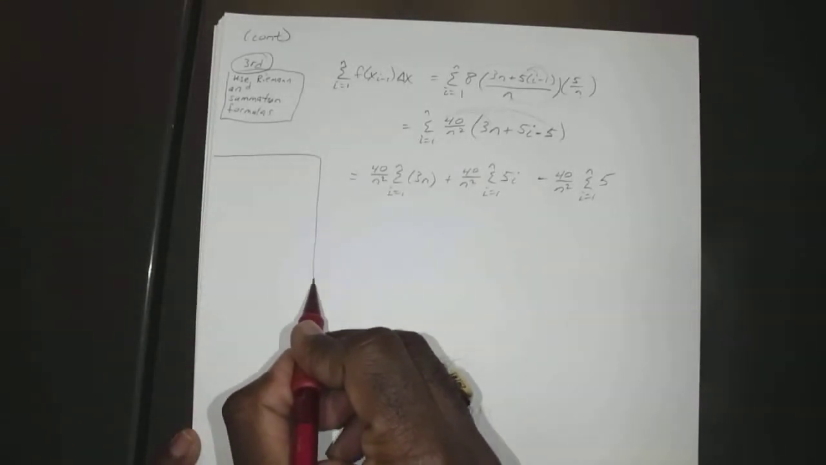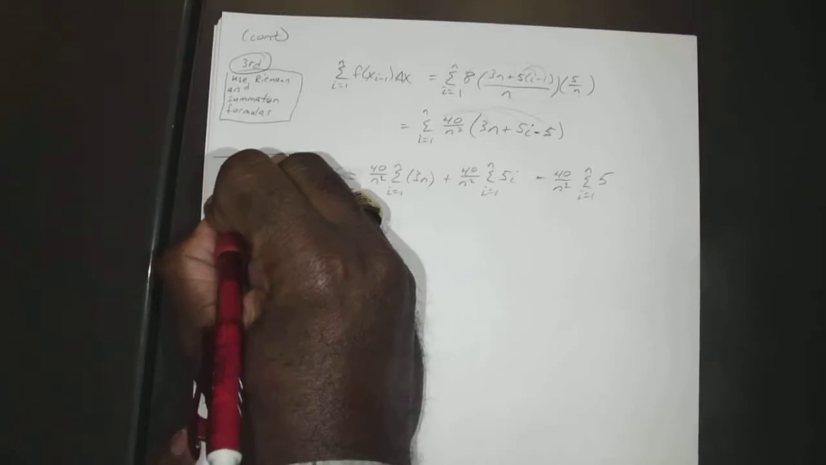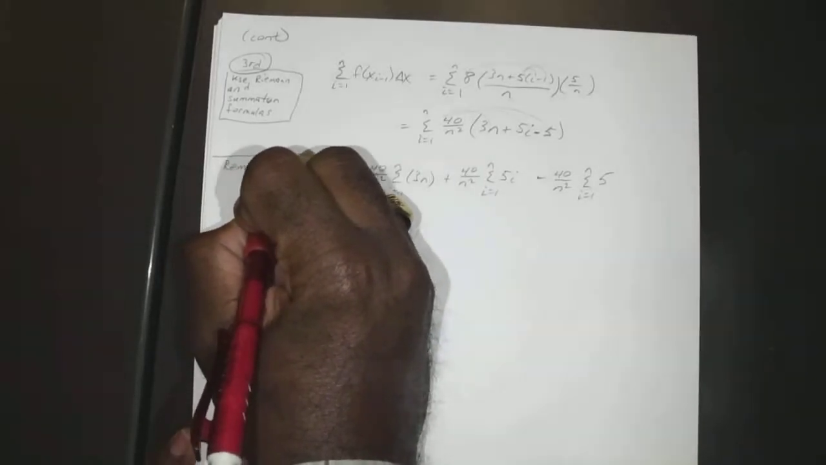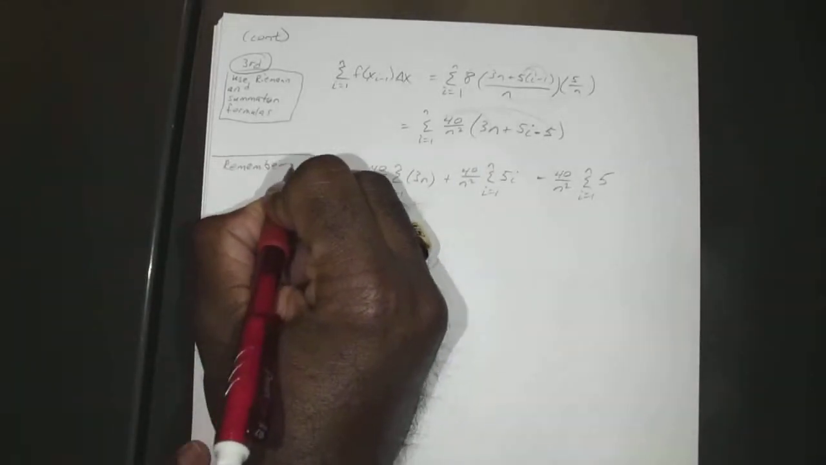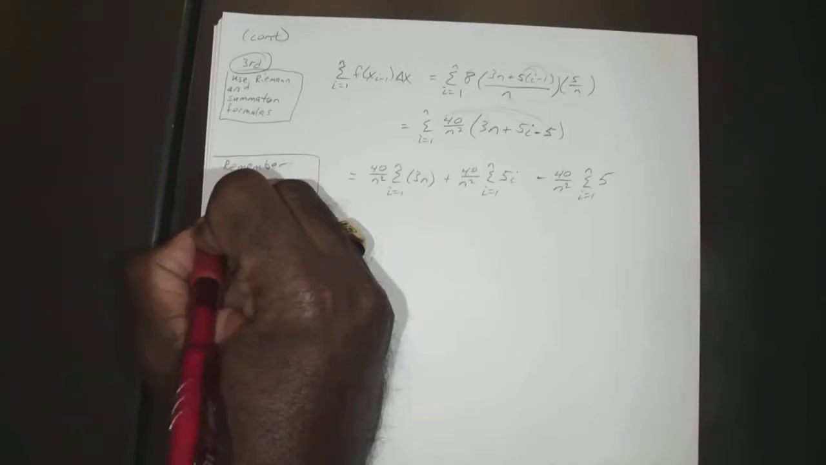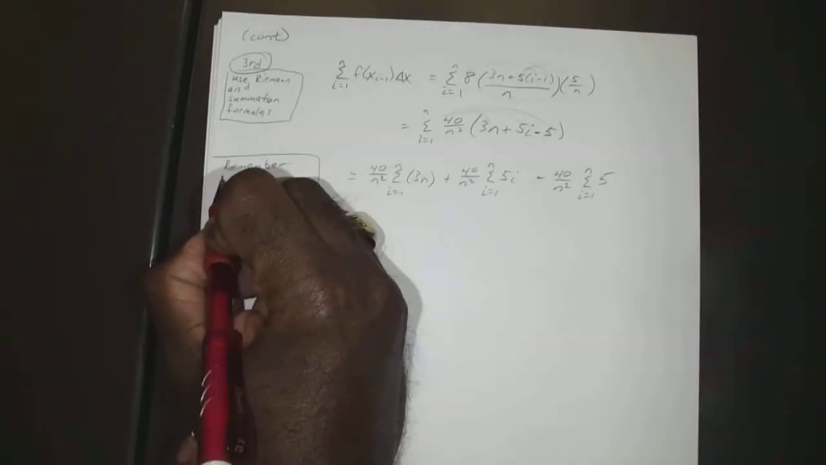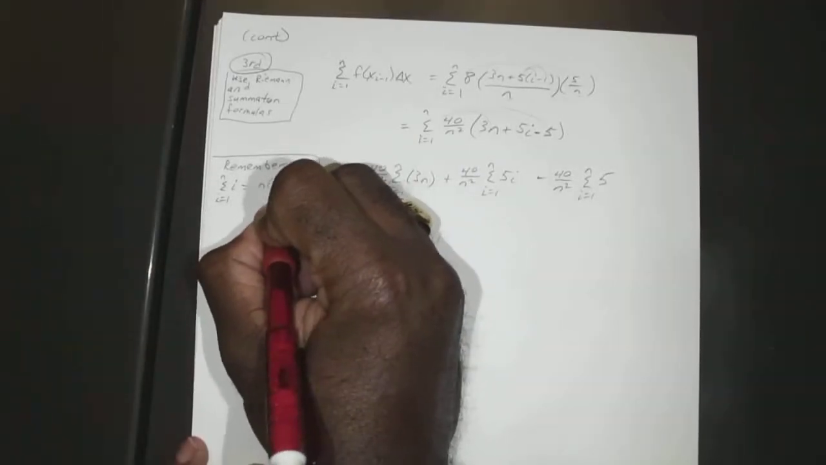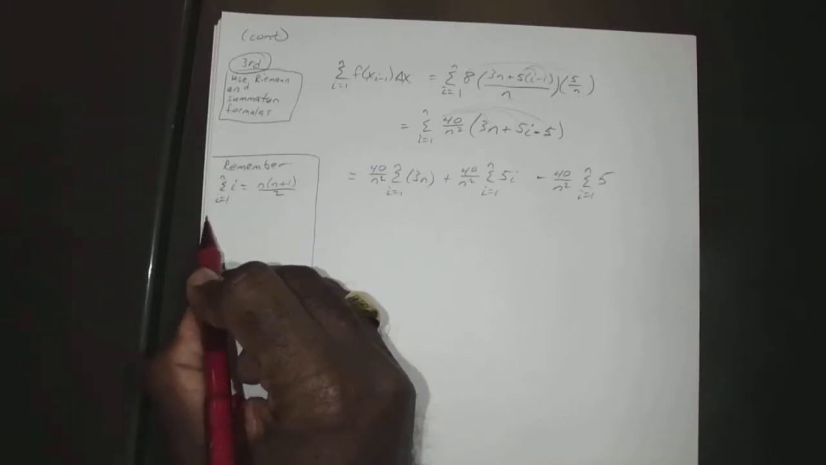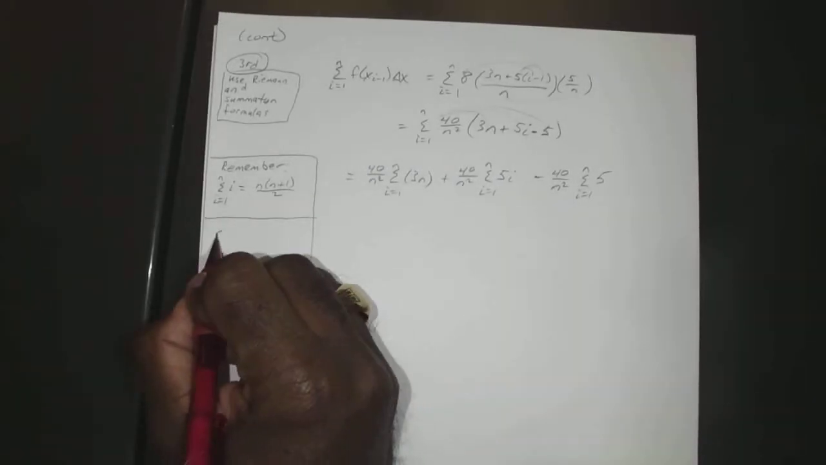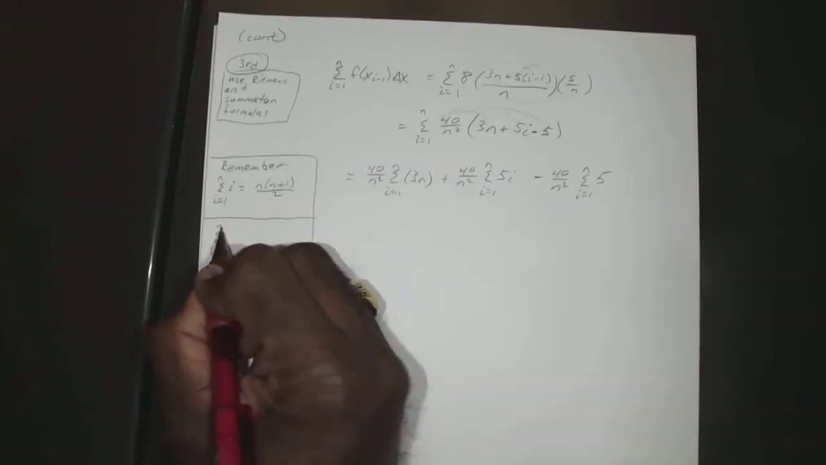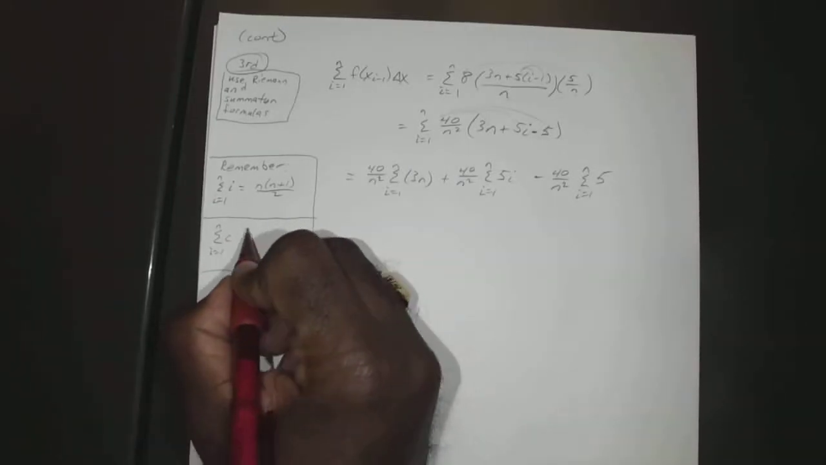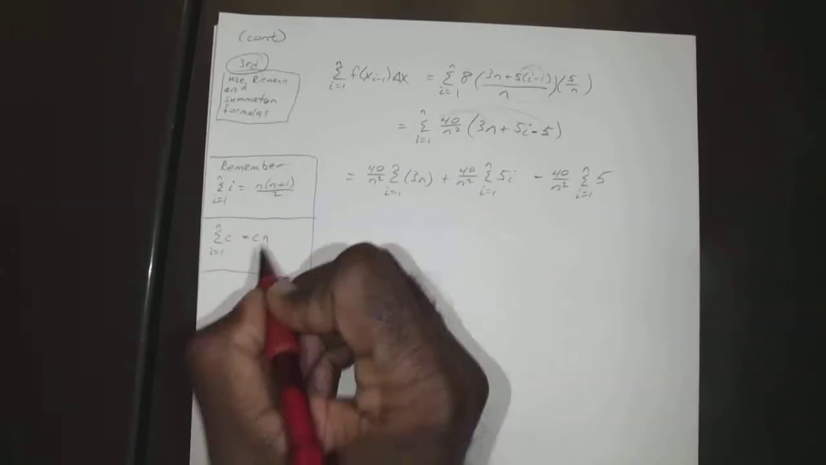So if you remember, the sum from i equals 1 to n of i is equal to n times n plus 1 over 2. And the sum from i equals 1 to n of a constant is just that constant times n.